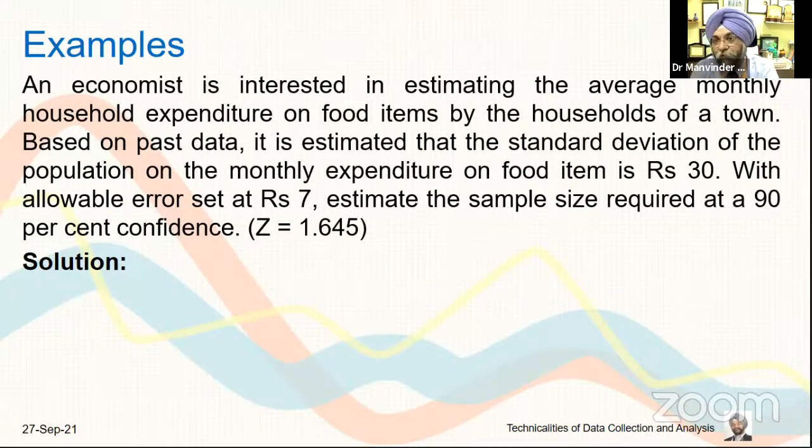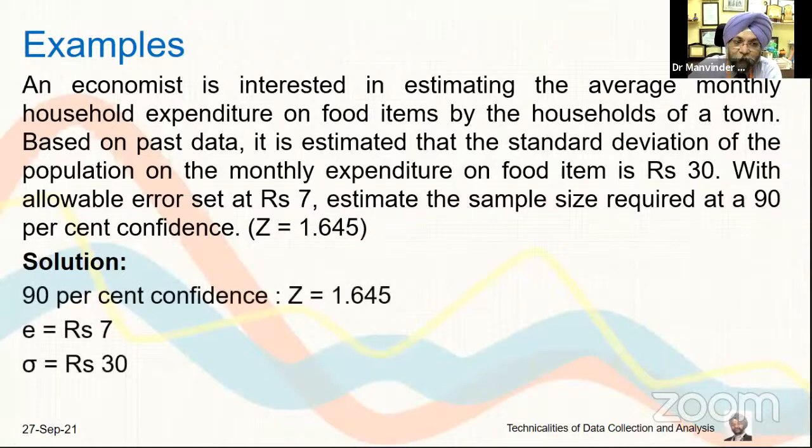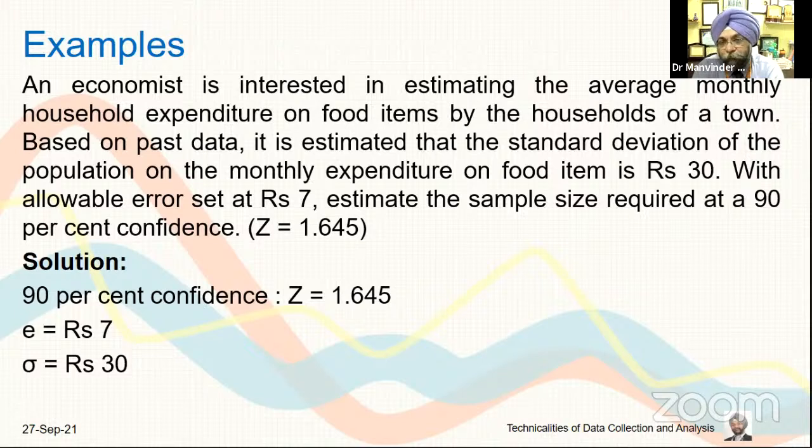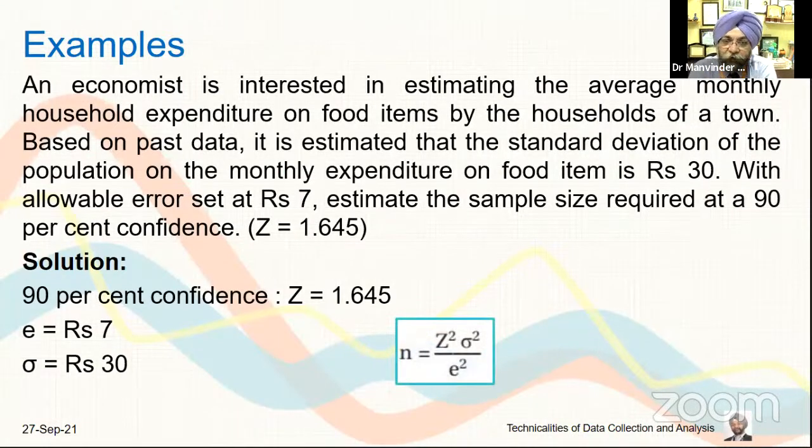So can you tell me what will be the sample size? E is given as 7. Sigma is also known to you, and you have the value of Z at 90% confidence level. By seeing the table, you can get it. Here I have given it for your convenience, and this is the formula. Can someone calculate? Hurry up. Let me see who does it.